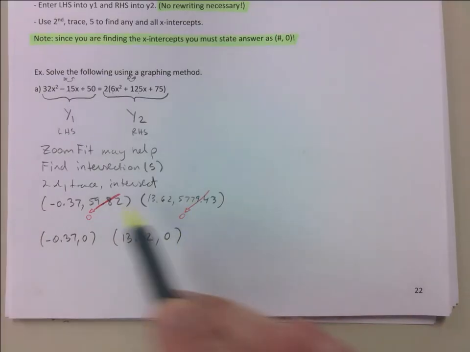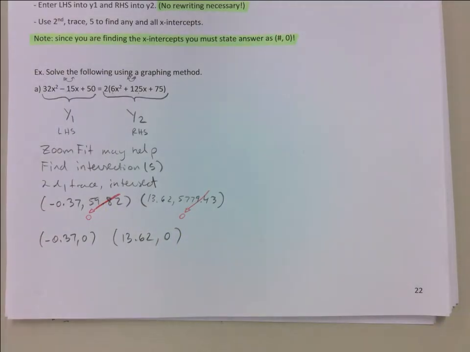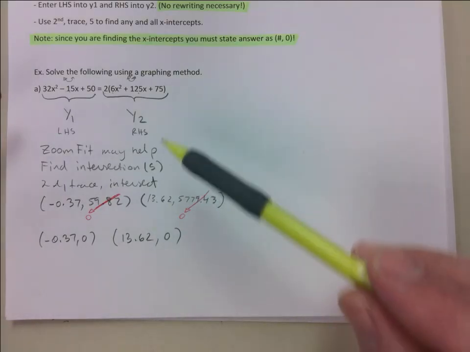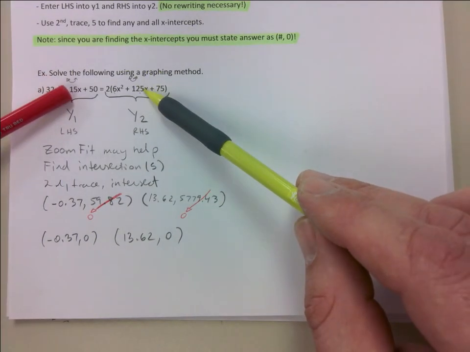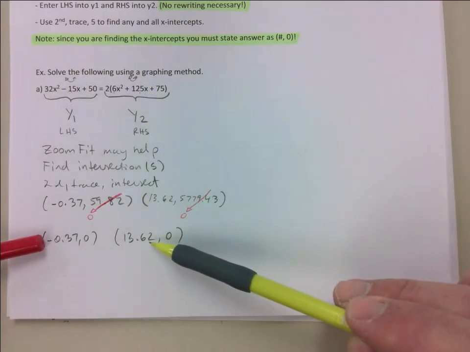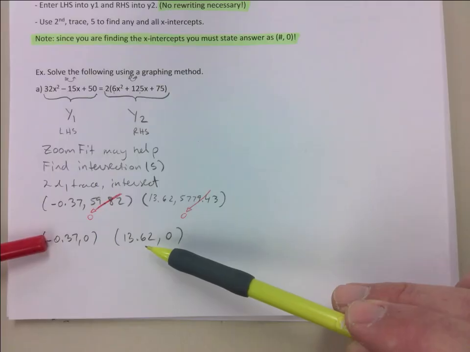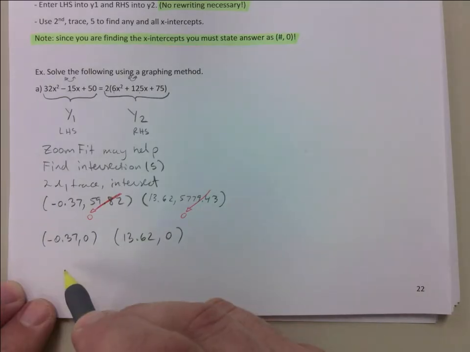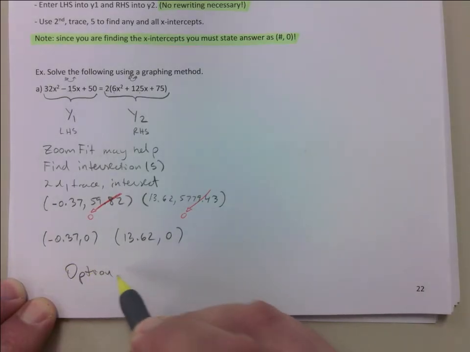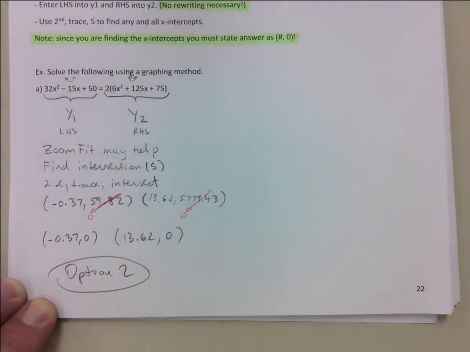We don't really want to copy down the Y values. We are only interested in the X values here. So any quadratic formula that you just did, like the ugly ones where you had to clean up, you could have verified using this method. Type whatever you have on the left into Y1, the right into Y2, figure out these ones, and they should match what you did with your quadratic formula. This is very much connected, okay? This is option 2 that I've just used here.